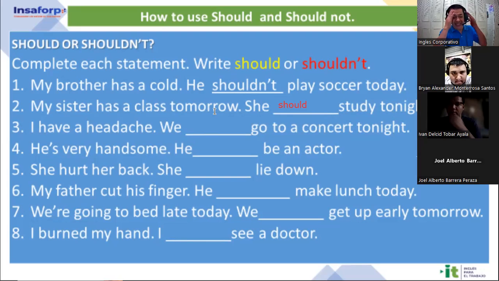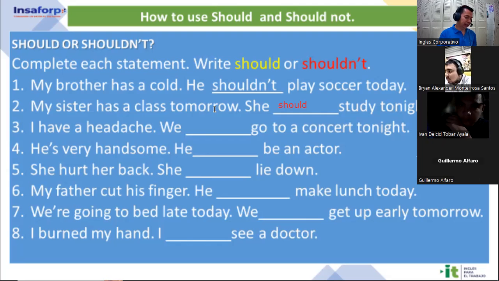So number three, Guillermo, please. I have a headache. We should go to a concert tonight, or we shouldn't go to a concert. Imagine Scorpions. Bueno, Scorpions viene en abril, ¿verdad? Va a estar bueno el concierto. Okay. Number three, please. I have a headache. A headache.